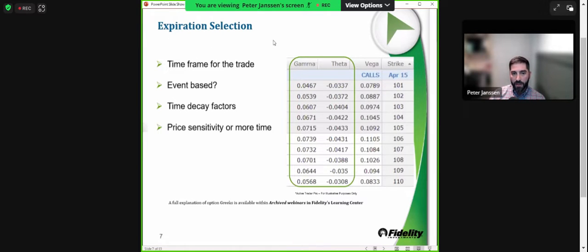I think expiration selection is kind of the next thing that we would think about very quickly. Time frame for the trade goes back to my example. Am I thinking that there's going to be some type of catalyst, whether it's technical or fundamental, and that there's going to be a pretty sharp move in the next week, next month, whatever that time frame might be? Or is it maybe a longer term trade that you're considering?